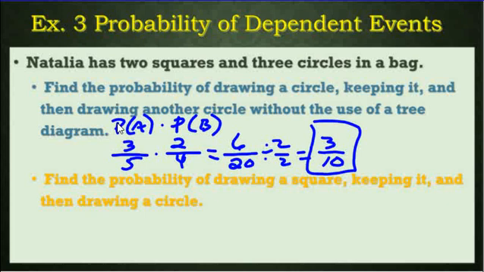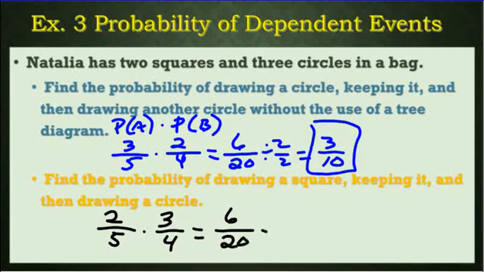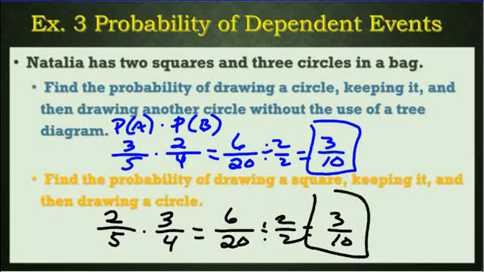Next one, find the probability of drawing a square, keeping it, and then drawing a circle. So again, probability of A would be drawing a square. So I have 2 squares out of the 5. You keep it. So now you only have 4 shapes in there. And now you draw a circle. Well, there were 3 circles in the bag, so you still have 3 circles in the bag. 2 times 3 is 6. 5 times 4 is 20. Reduce this by 2 halves, and you get 3/10. So you would have a probability of 3/10 for that example.